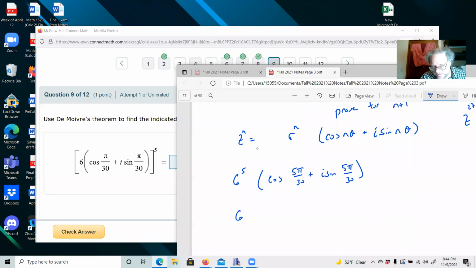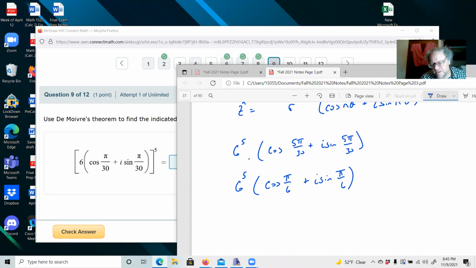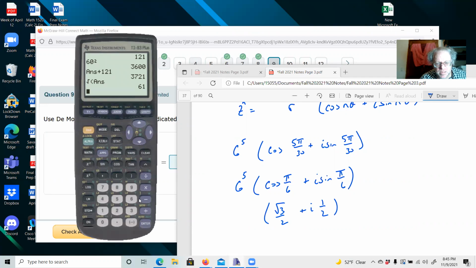So this is going to be 6 to the 5th power. We have cosine, what is 5 pi over 30? Isn't it pi over 6, plus i sine of pi over 6? Okay, so cosine of pi over 6 is going to be the square root of 3 over 2, plus i, sine of pi over 6 was 1/2. And then, oh, this is not going to be a fun number. 6 raised to the 5th power. Delightful. 7776.